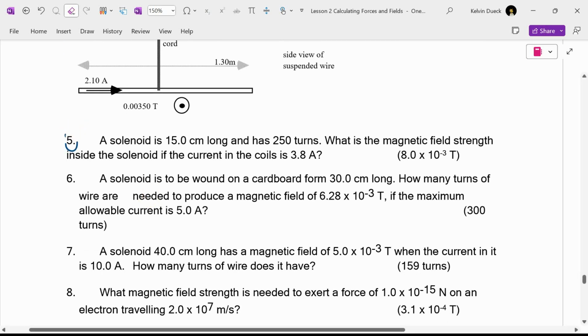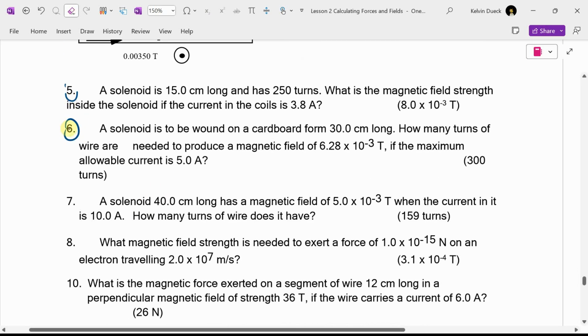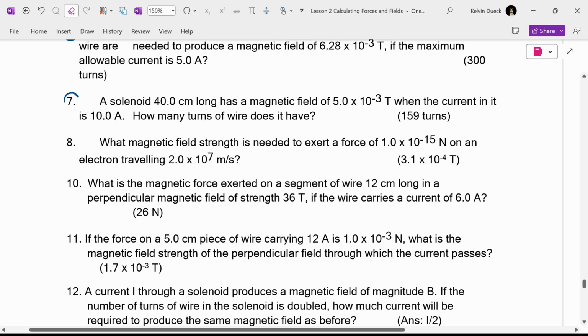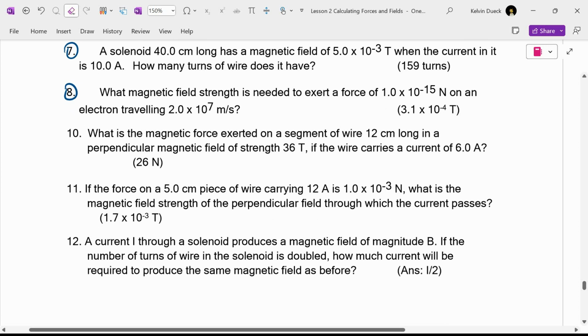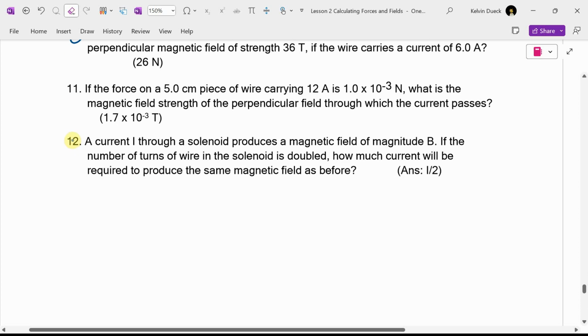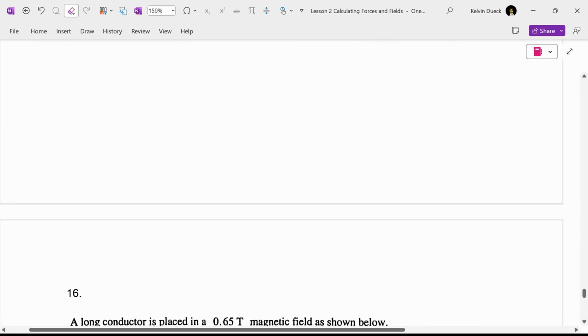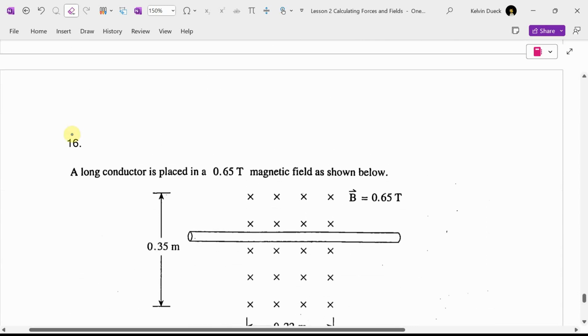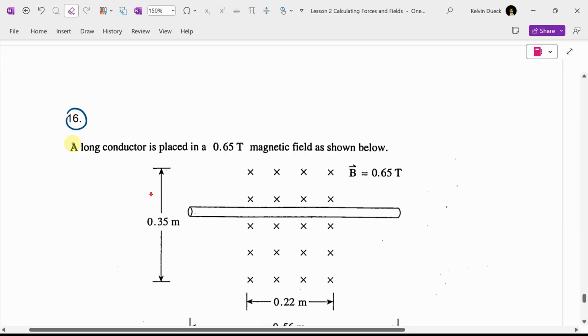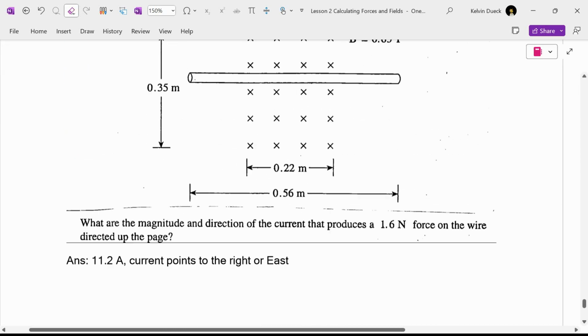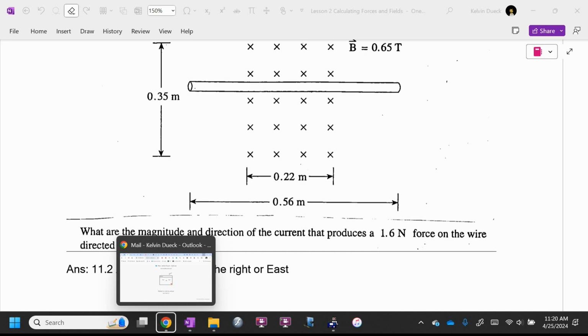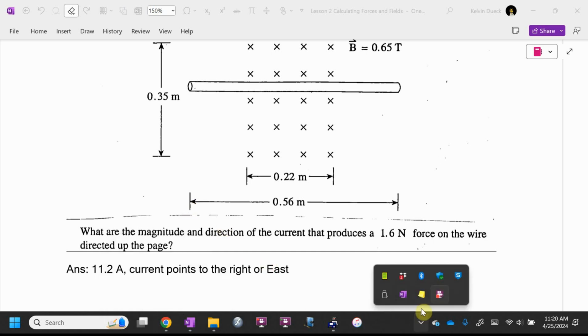5 is pretty plug and chug. 6 is pretty plug and chug. 7 is good. 8 is good. 10 is good. 11 is good. 12 is good. You can skip 13, 14, 15. 16 is good. Put your pencils down, look up.